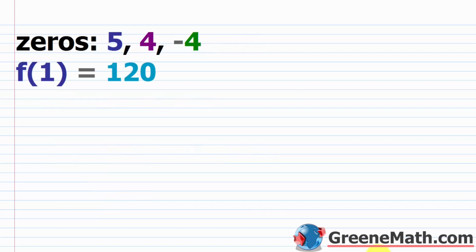All right, so there's not much to this section. You just need to understand what the fundamental theorem of algebra is telling you. Additionally, you might be asked to write some polynomial functions based on the information that you're given. What we're given here is 3 zeros: 5, 4, and negative 4. And we have a point here. We have f of 1 equals 120, or in other words, you have the point (1, 120) on the graph of this function.